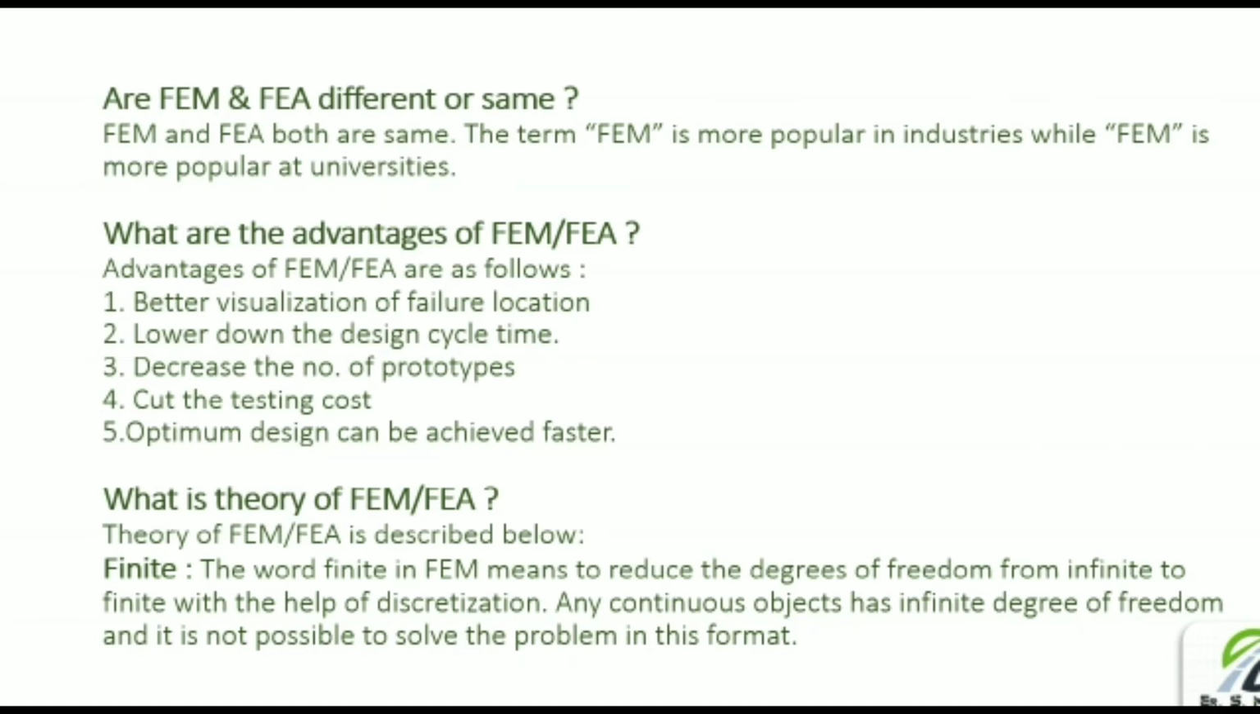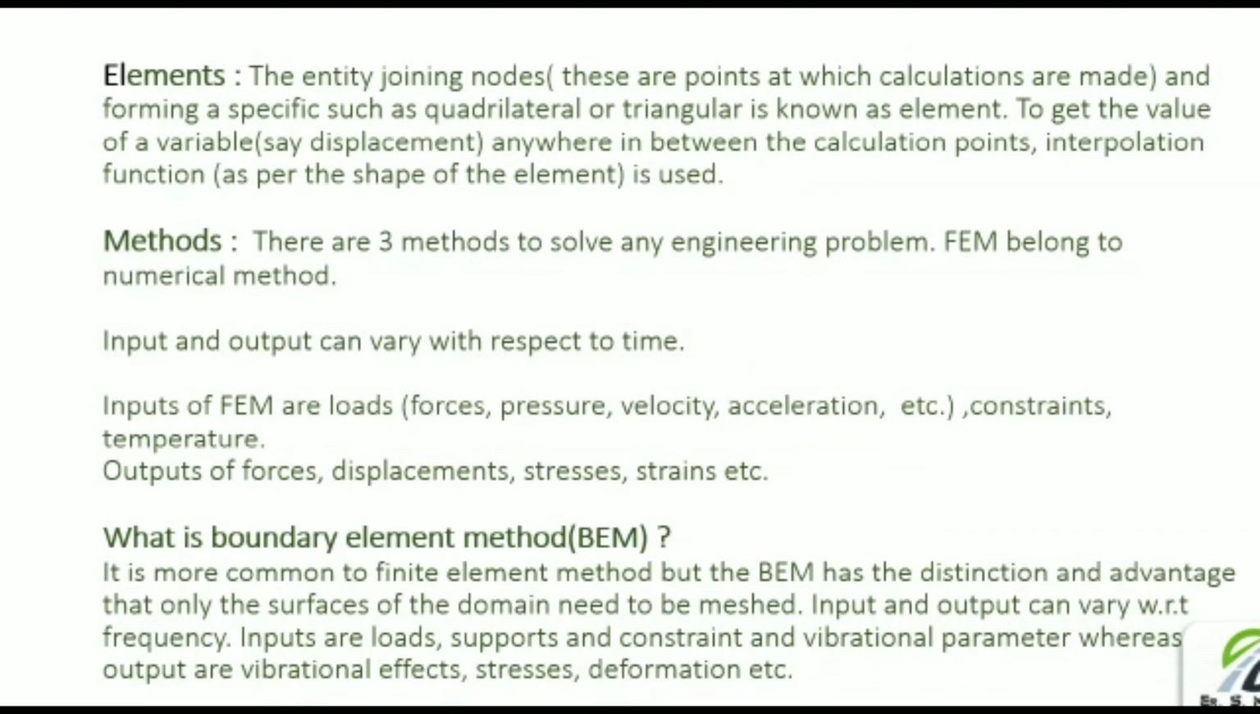Now, next slide. That is elements. Elements are entities joining nodes forming a specific shape like triangular, quadrilateral, which is known as an element. To get the value of a variable anywhere in between the calculation points, interpolation functions are used, because all the calculations are made on the nodes, and to find the value at points other than nodes, an interpolation function is used as per the shape of the element.